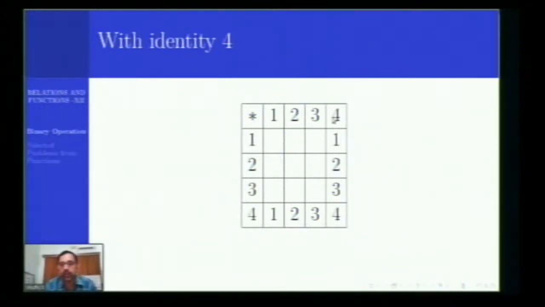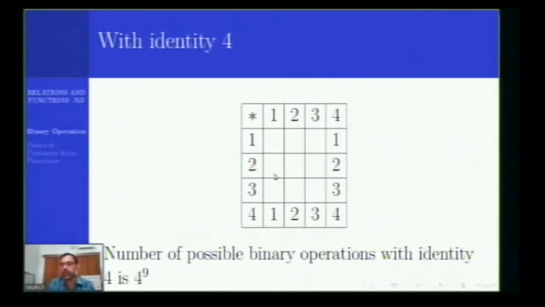Okay, I'm going to write this one. Identity is 4. Only that condition I'm giving. So when identity is 4, when you take 1 star 4, the answer should be 1. 2 star 4, the answer should be 2. That is the definition of identity. A star e should be a. So 2 star 4 is 2. 3 star 4 is 3. So these boxes are already filled. If I put the condition that the identity element is 4, these are filled. You have freedom to fill these only. So there are only 9 boxes. 9 boxes can be filled in 4 raised to 9 ways.